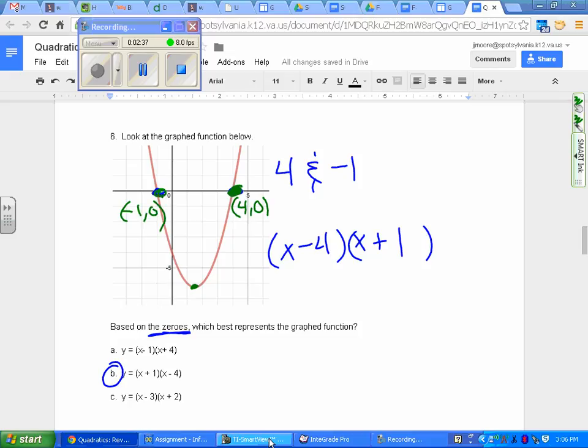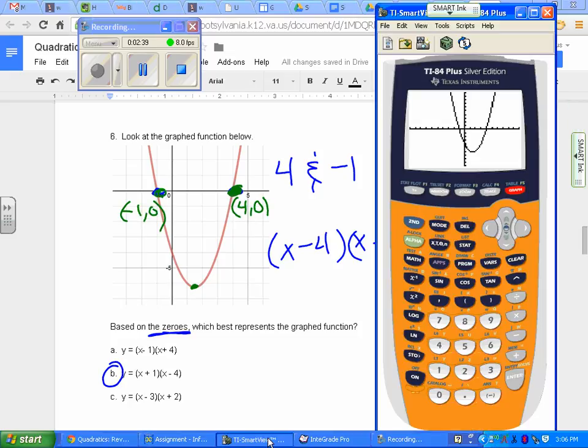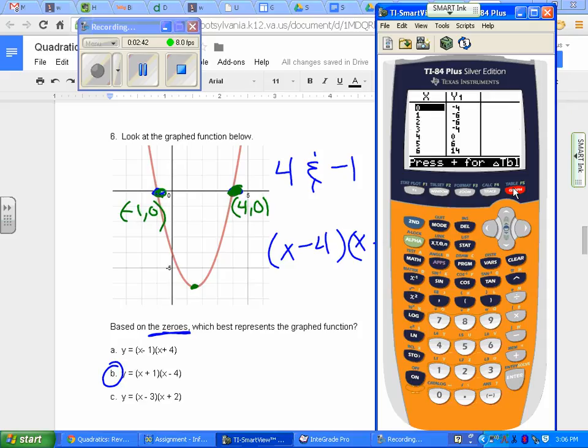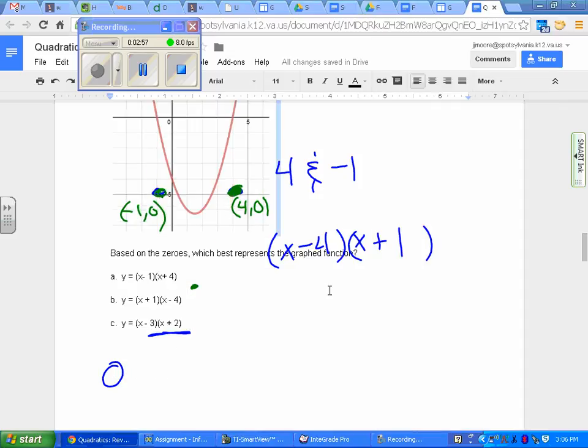To be absolutely certain, I would look at my table, which is second in graph, and if you go down, 4 and 0 is one of them, and I want to see if -1 and 0 goes together, and it does. So I know that's correct. It's an easy way. It just takes a little bit of time, and you can check it pretty quickly.